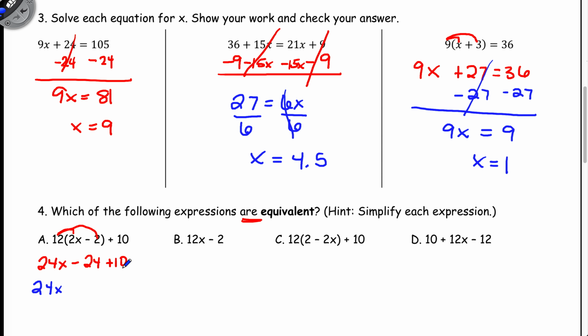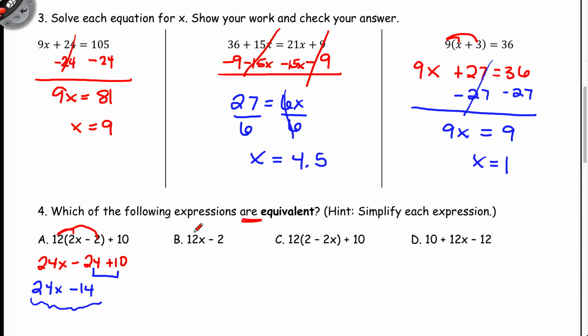Now, I do have two numbers here that don't have an x. Okay, I can combine those. They are like terms. Negative 24 plus 10, I'm going to subtract, and I get negative 14. That's my answer. That's as far as that goes. So I'm going to put a little squiggly under that. That's my answer. All right, let's look at this one here.